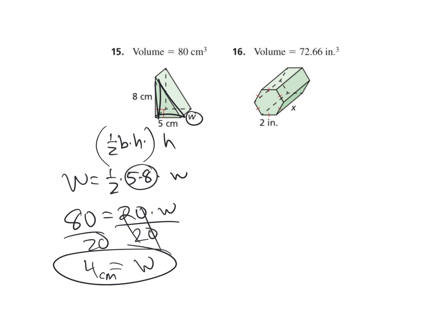So here we have a hexagon. So the volume is 72.66, and we have the area of the base times the length. So again, we have to figure this out for a hexagon. So let me just draw this. Whenever you're doing this sort of thing, just draw a triangle and divide it by how many sides you have. 360 divided by 6, so that's going to give you 60 degrees.